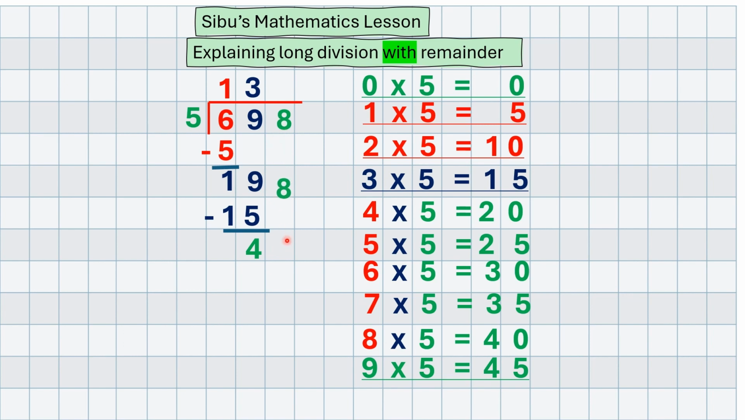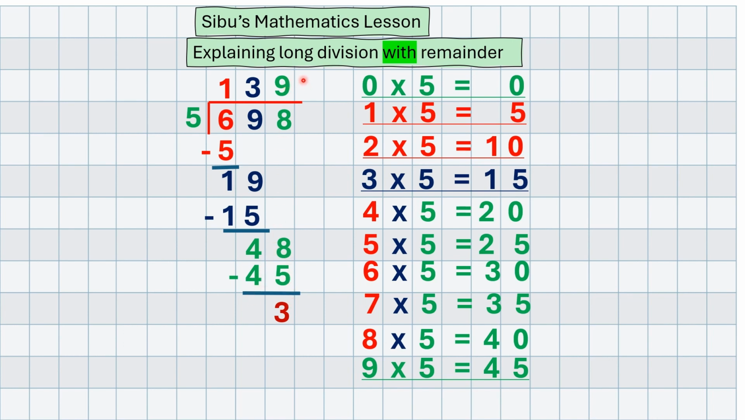So bring the 8 down. Nearest multiple, 9 times 5 is 45. So nearest multiple is 45, that's okay. How many times 5 is that? It's 9 times 5. Where do I write it? Above the 8. Now I say 9 times 5 is 45. I write it below the 48 and I subtract. What is 48 minus 45? It is 3. Where do I write it? Below. So 8 minus 5 is 3 and 4 minus 4 is 0.